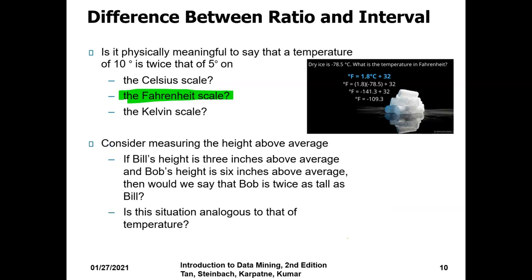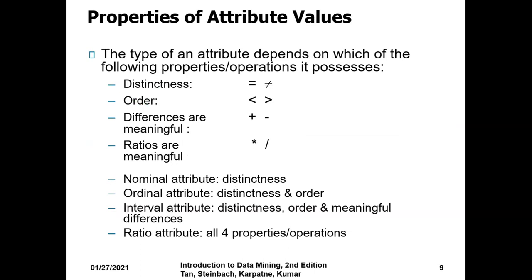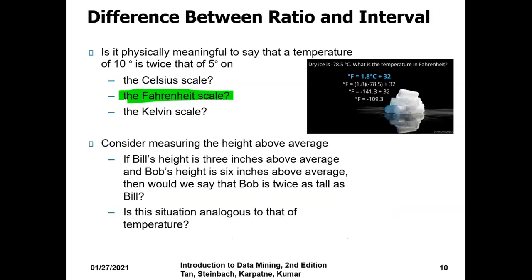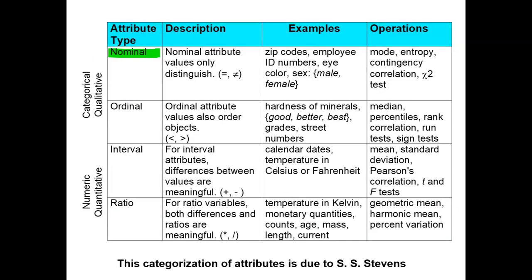There are certain examples that separate the ratio and the interval, as we already discussed: Celsius and Fahrenheit are considered interval, while Kelvin is considered a ratio. There are some more attributes related to attribute types, and their descriptions are given along with certain examples. For nominal, we have nominal attributes, for example zip codes, and operations could be mode, entropy, contingency, and correlation. Similarly there are examples for ordinal, interval, and ratio.